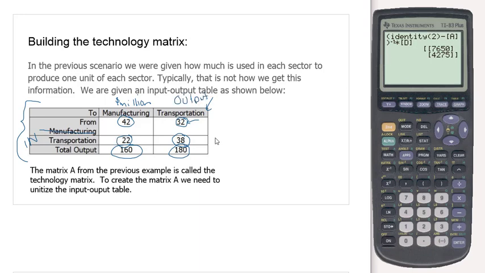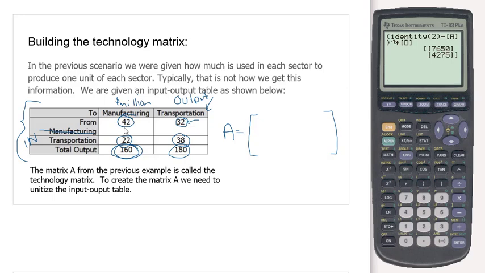So input, output. In order to make the technology matrix, we need to what's called unitize this. So instead of producing 160 million in manufacturing, we need to figure out how it's going to work if we produce 1 unit. And all we need to do to build that matrix A is some selective division here.